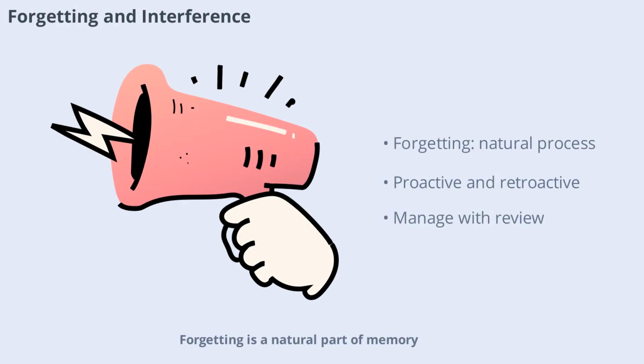Forgetting is a natural part of memory, often caused by interference from other information. There are two main types: proactive interference, where old information hinders new learning, and retroactive interference, where new information disrupts old memories. Understanding interference helps learners develop strategies to minimize forgetting, such as spacing out study sessions and reviewing material regularly. By managing interference, we can improve memory retention and recall.